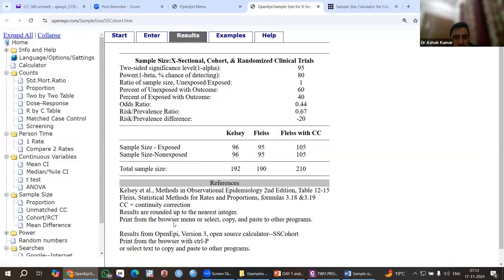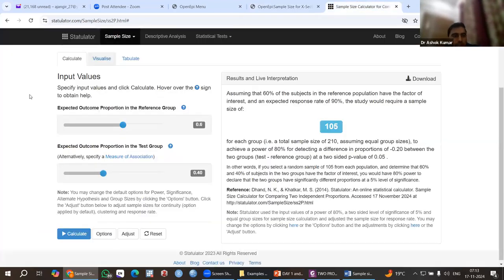And what we have calculated is 192. So it is very good. Okay. We have 192, then we can take 200 patients or so. Always take 4 or 5 extra patients. So no issue. Okay. So this is how to use OpenEpi and how to use this statulator.